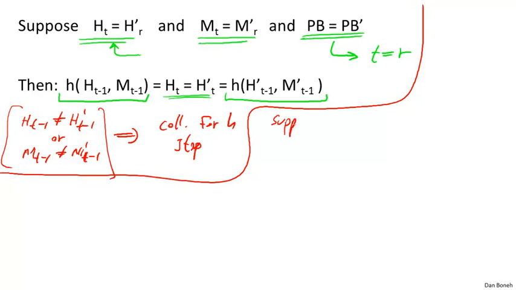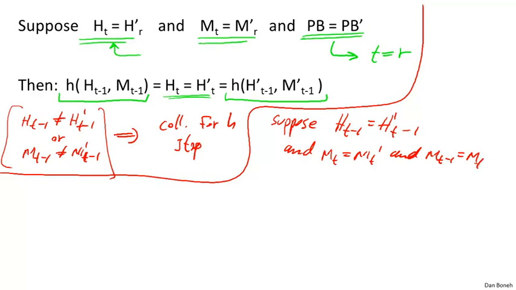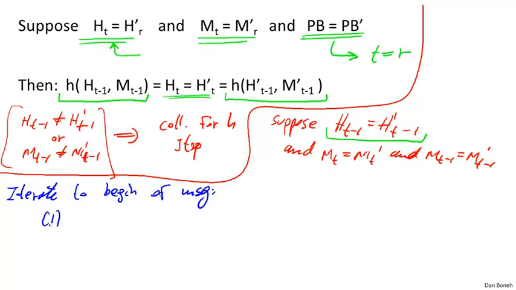So now the only case when we need to continue is if this condition over here doesn't hold, namely, let's suppose that ht minus 1 is equal to h prime t minus 1, and we already know that mt is equal to mt prime, and mt minus 1 is equal to mt minus 1 prime. Suppose it so happens that these conditions hold. Well, you can see that now we can continue to iterate. In other words, we can now apply exactly the same argument to ht minus 1 and ht minus 1 prime. And so iterating this again and again, we can iterate all the way to the beginning of the message, and one of two things must hold.